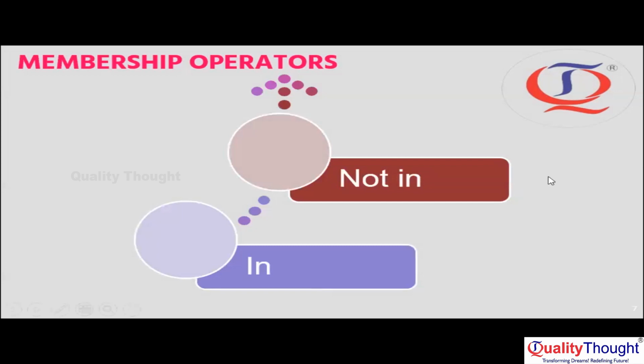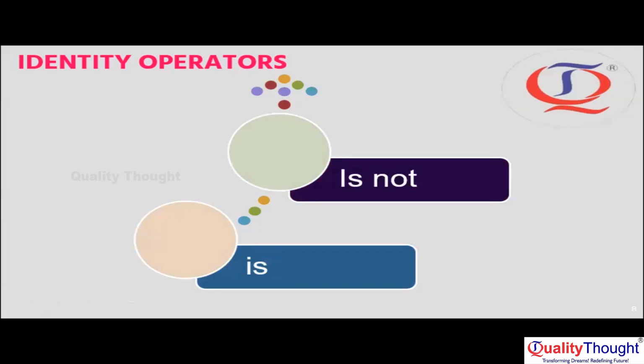And when it comes to membership operators, we have in and not in operators. These operators are not used in other programming languages, but these two have a specific significance. Let me demonstrate with an appropriate example. There are identity operators, is and is not. Symbolically, they are represented with these two operators.